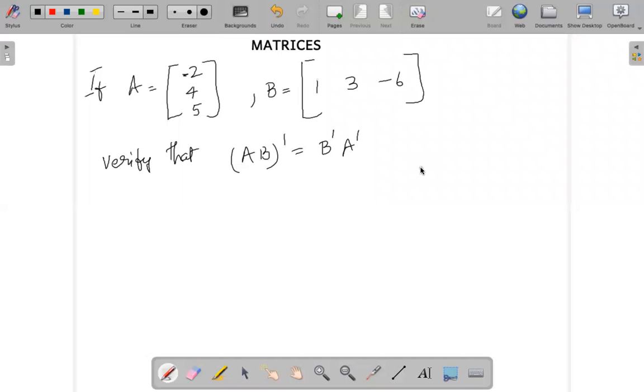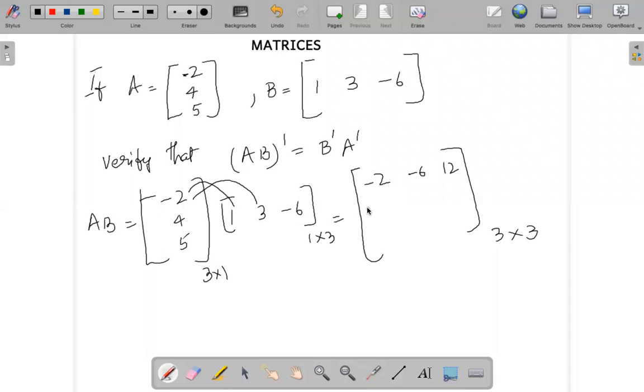So we have to verify that AB whole prime is equal to B prime A prime. Let us first find AB. Now multiplying this with this, and then this will be 4 into 1, 4, 12, into 3 is 12, and 12 minus 24, minus 6, 4, 5, 15, and minus 30. So we got AB now.